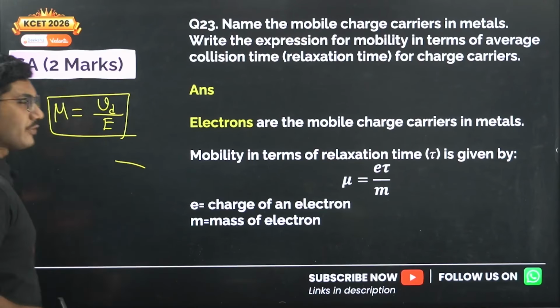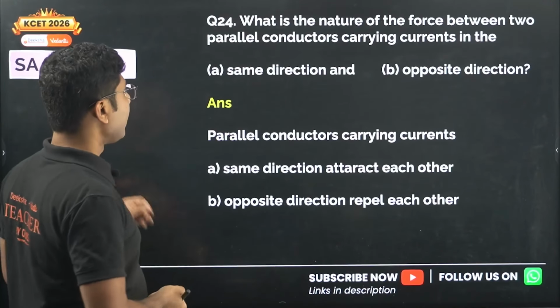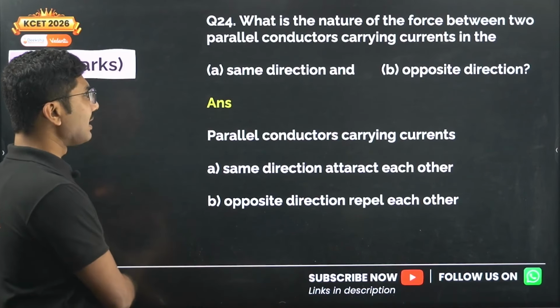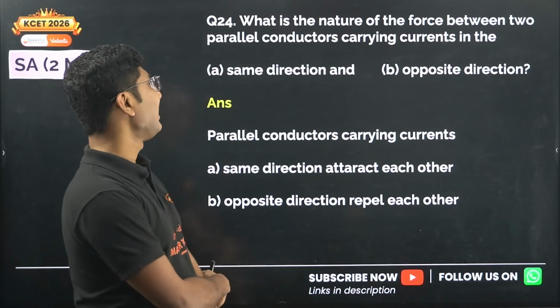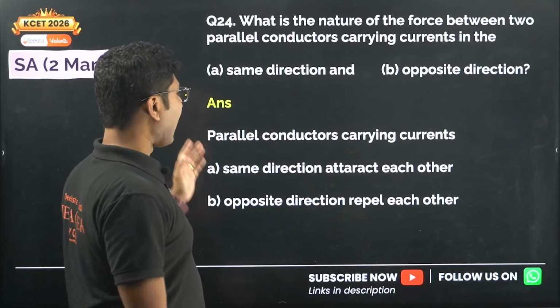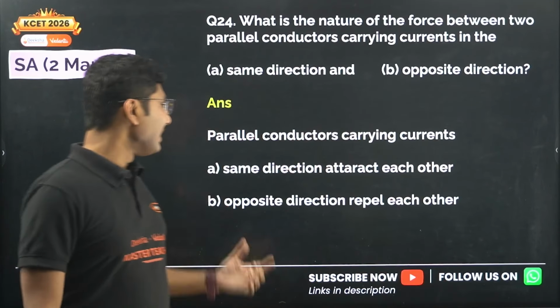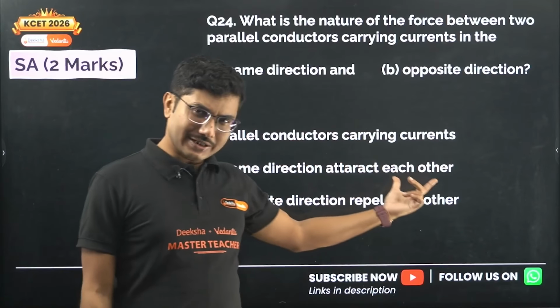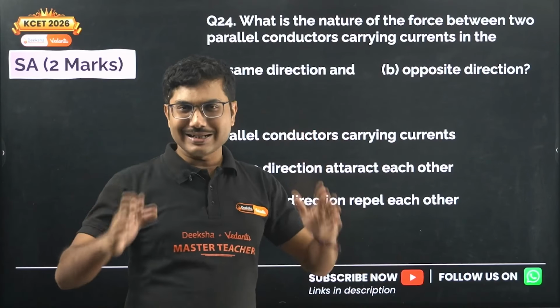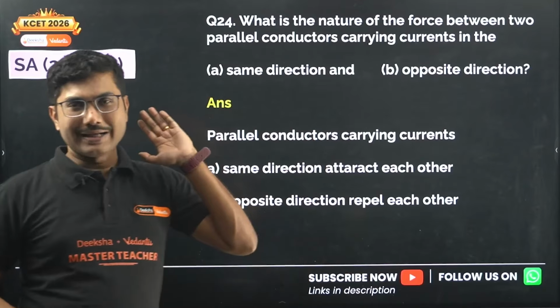This is also the definition of mobility. Next, what is the nature of force between two parallel conductors carrying current in the same direction, opposite direction? Parallel conductors carrying current in the same direction attract each other and in opposite directions repel each other. So parallel currents attract, anti-parallel currents repel.